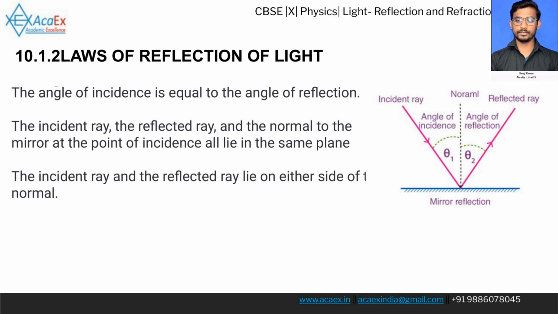Laws of reflection. There are three laws of reflection. The angle of incidence is equal to the angle of reflection. The incident ray, reflected ray, and the normal all lie in the same plane. The incident and reflected rays are on opposite sides of the normal.